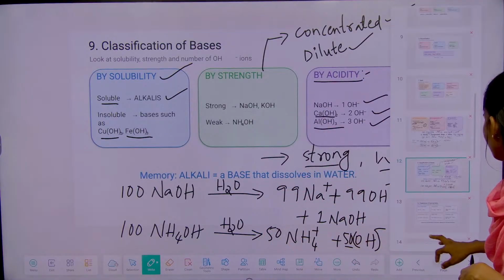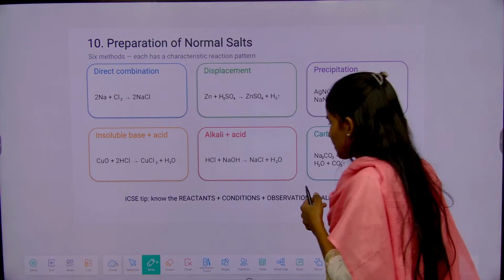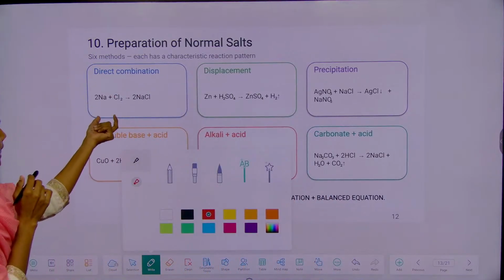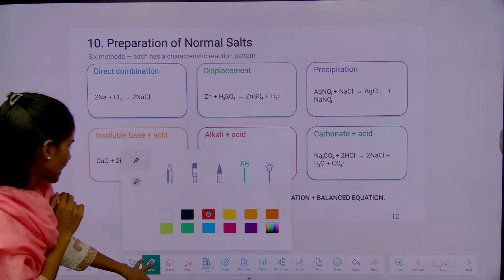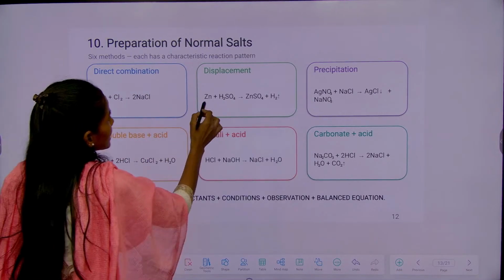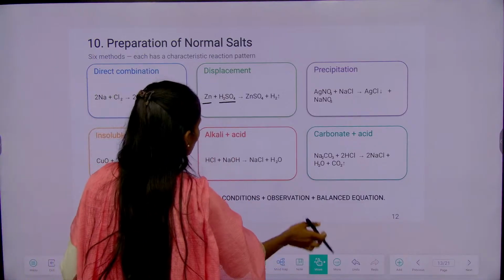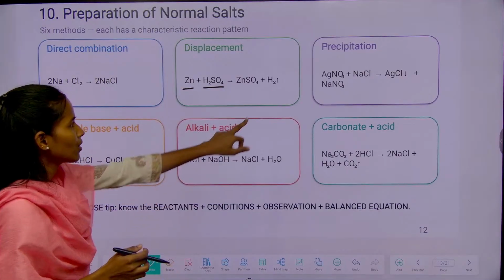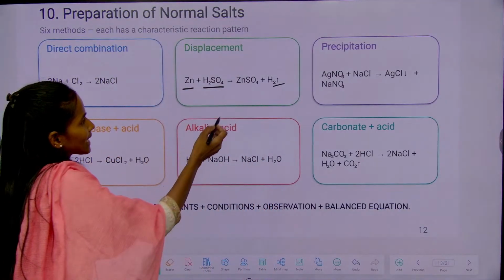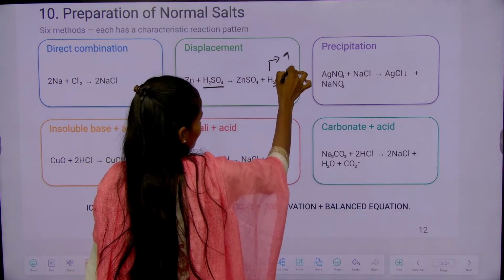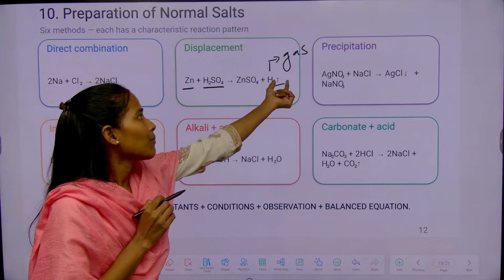Next, moving to the next one. Here I have given some salt preparation methods. See, the first one: 2 sodium reacts with chlorine gas and we get 2 NaCl. In the second one, zinc metal reacts with sulfuric acid, H2SO4, resulting in the formation of zinc sulfate, ZnSO4, and we also get hydrogen gas. If you observe, I have mentioned an upward arrow. In any chemical reaction, this upward arrow represents that it is a gas. Generally in chemical reactions, if gases are released, we represent it by an upward arrow symbol.